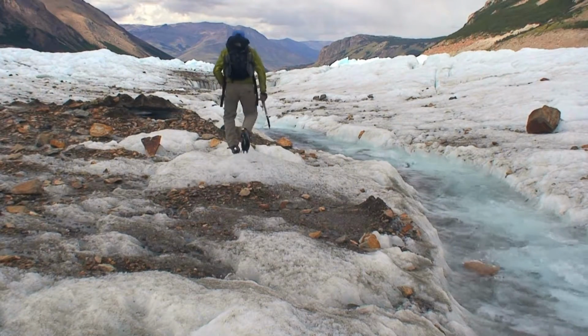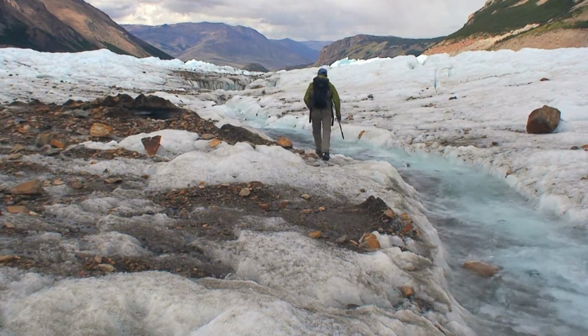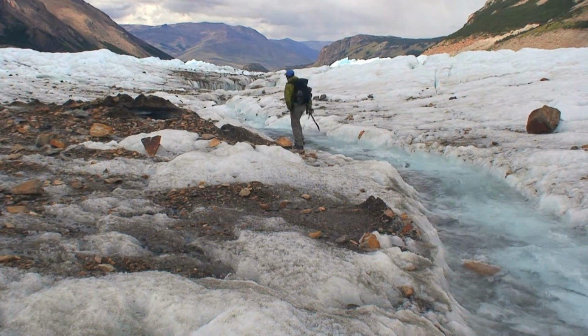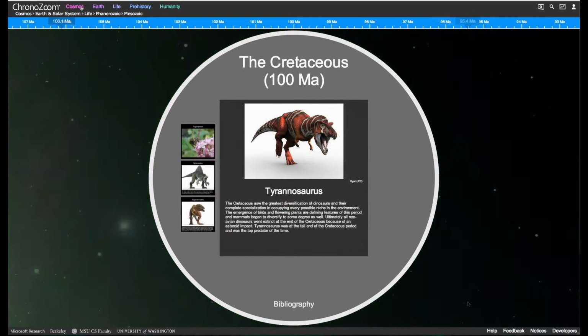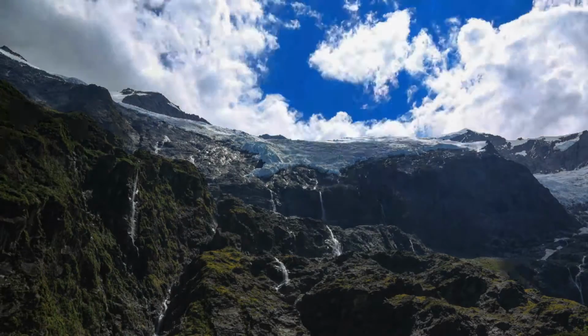Much of what I study is not very easily accessible. That is, you have to hike and ski to get to some of the places where I work. The thing I can do with ChronoZoom is I can not only show data over many years, I can also show images and diagrams and graphs and time-lapse movies.